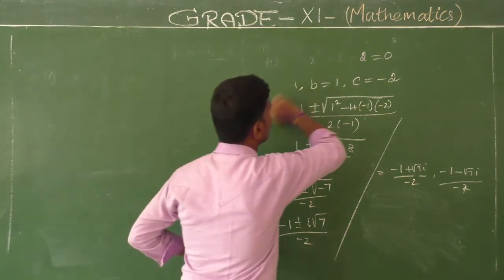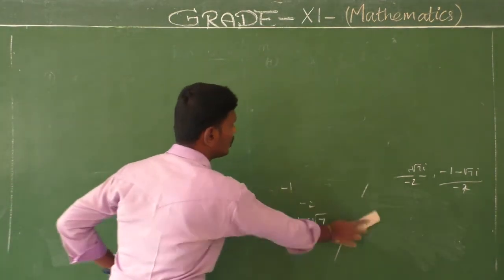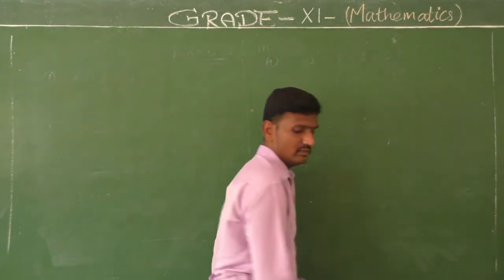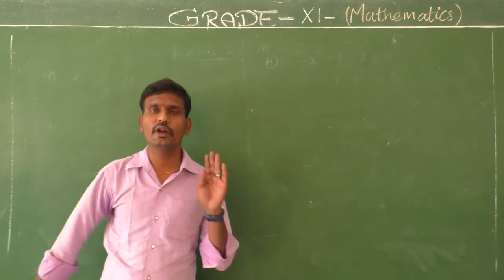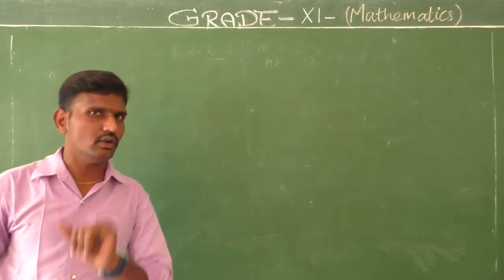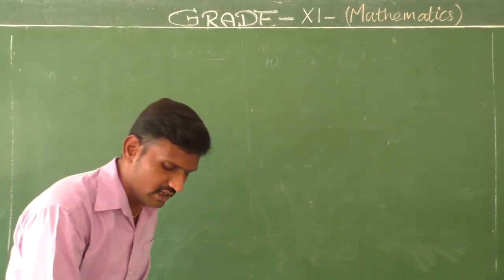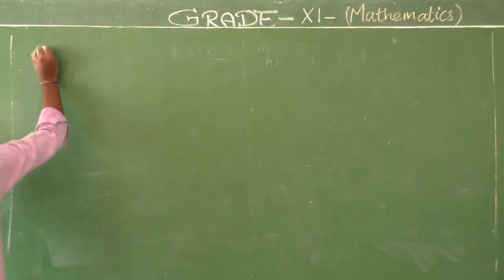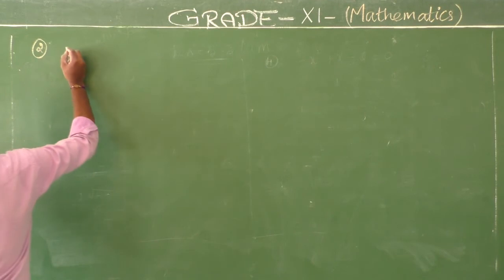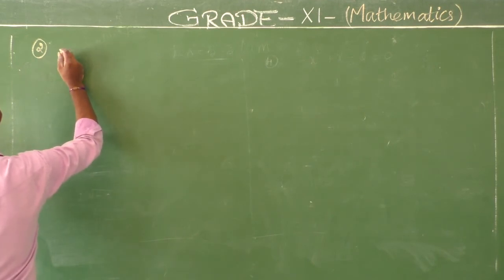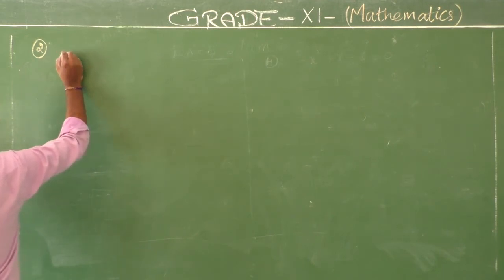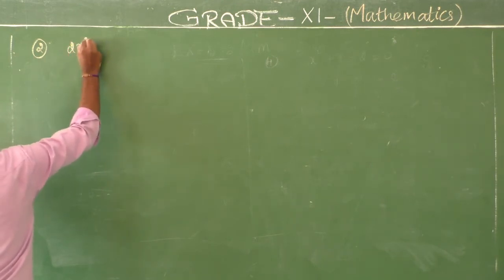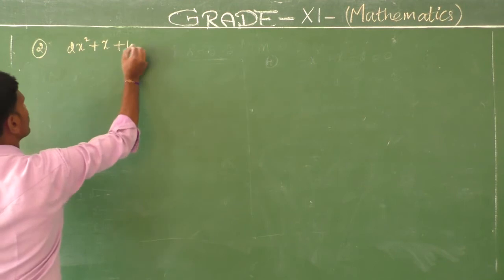Now the next pattern of quadratic equation, where the coefficient of x square is greater than 1. In the previous two questions, the coefficient of x square was equal to 1, the simplest form. Now coming to the next one, question number 2, which is 2x square plus x plus 1 equal to 0.